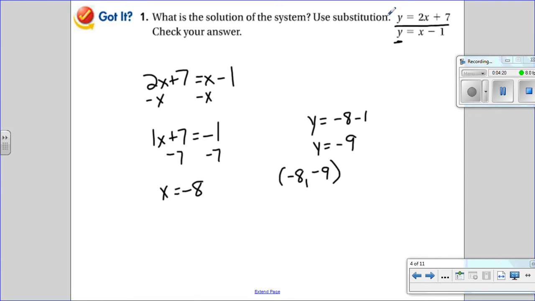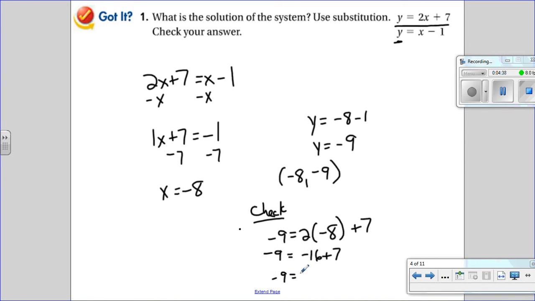Check to see that I did it right. Plug them back in. How about the other one? So this is my check. We have negative 9 equals 2 times negative 8 plus 7. Negative 9 equals negative 16 plus 7. Negative 16 plus 7 is negative 9. It works. So we did that one right.